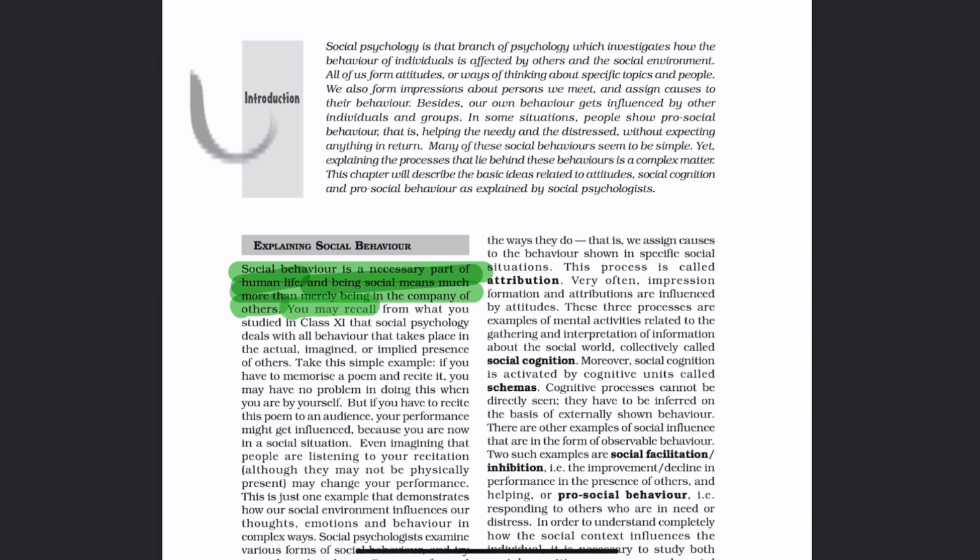You may recall what you studied in class 11th, that social psychology deals with all behavior that takes place in the actual, imagined or implied presence of others. So social behavior is when there are other people and you are behaving in a certain way, even if you are only imagining that there are people and you are acting, or you will act, in a certain way. So all those things are involved in social behavior.